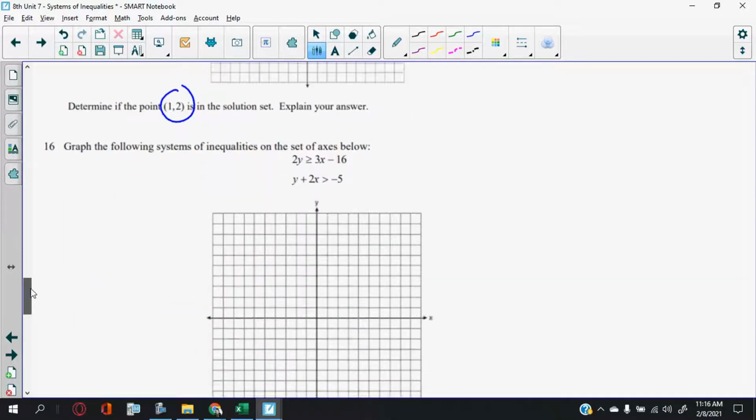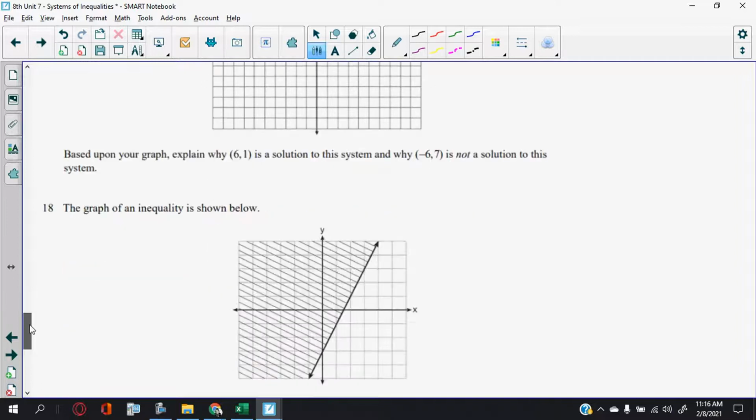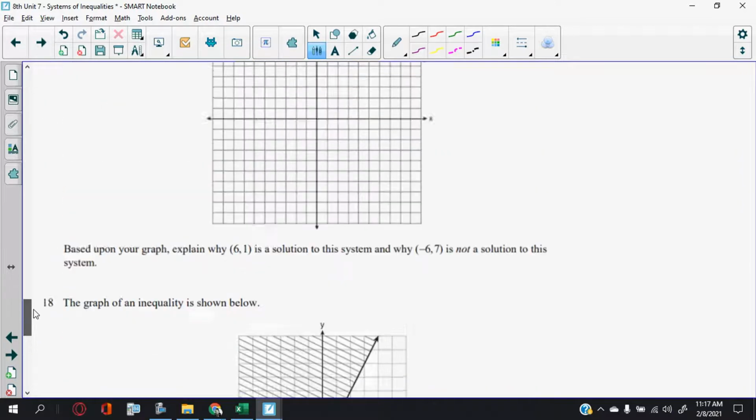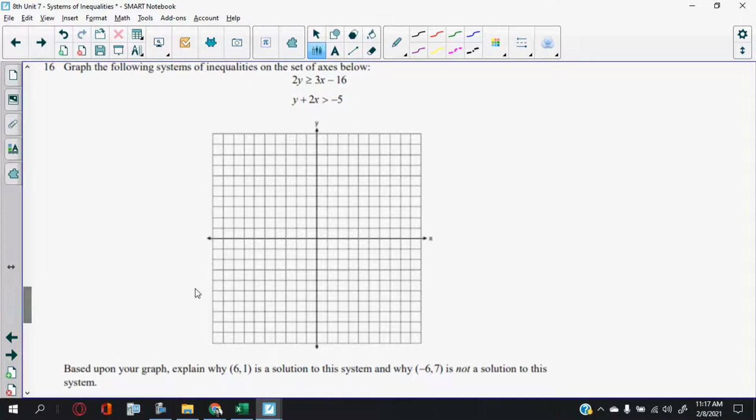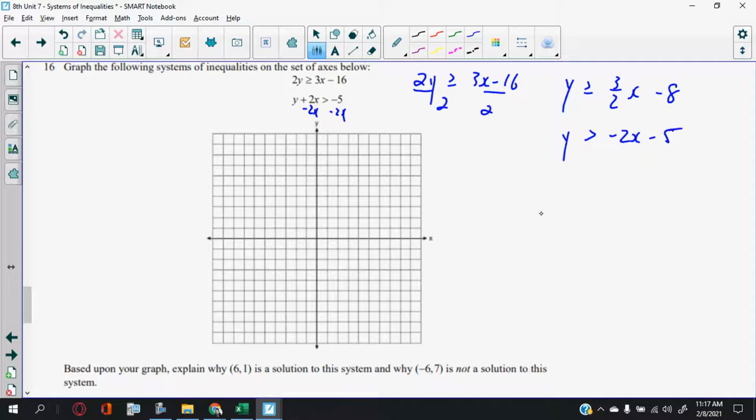Now, the one I really want to do is actually 16. Is it 16 or 18? I want to do 16, so we're going to do 16 together. First, I'm going to check this to make sure that the equations are legit. The first one is not, because this is 2y, so you divide both sides by 2. So y is greater than or equal to 3/2 x minus 8. For the second equation, I subtract 2x from both sides, so y is greater than negative 2x minus 5.